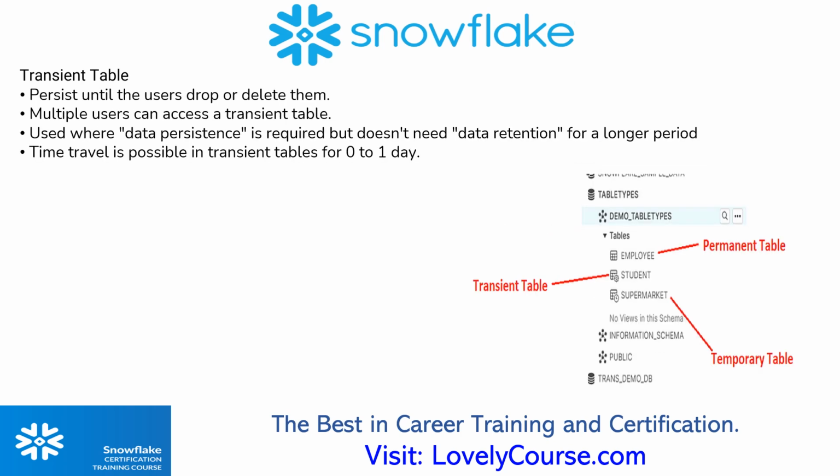Transient table. These tables persist until the user drops or deletes them. Multiple users can access a transient table. It is used where data persistence is required, but doesn't need data retention for a long period. For example, the details of guest visitors of a website, the details of users who visited a website as well as registered on it. So after registration, storing the details in two different tables might not be required. Time travel is possible in transient tables, but only for 0 to 1 day. It is also not fail-safe.